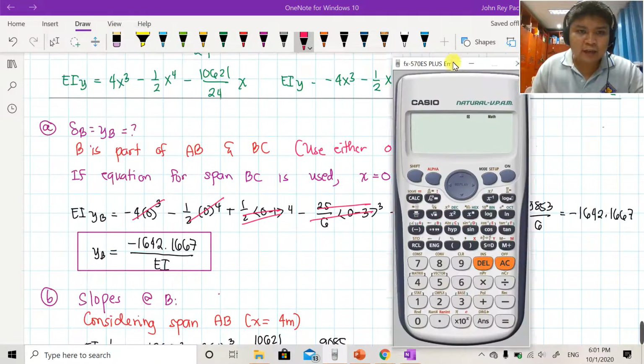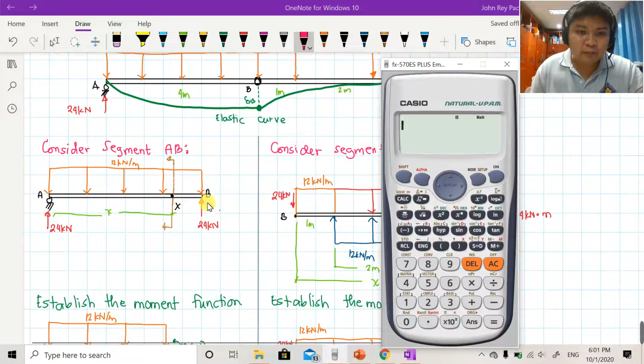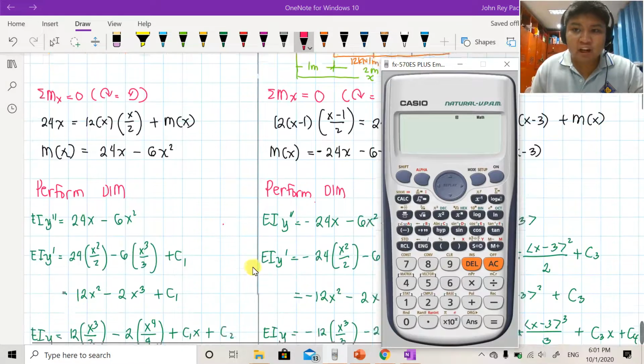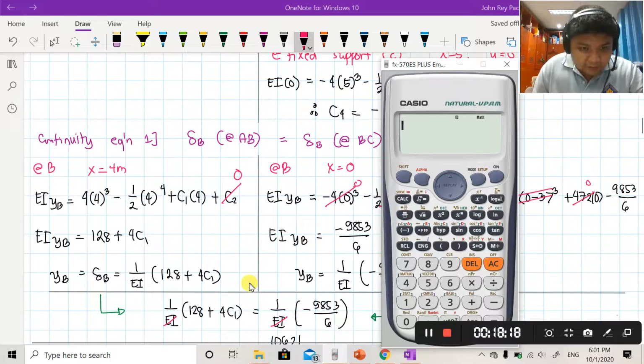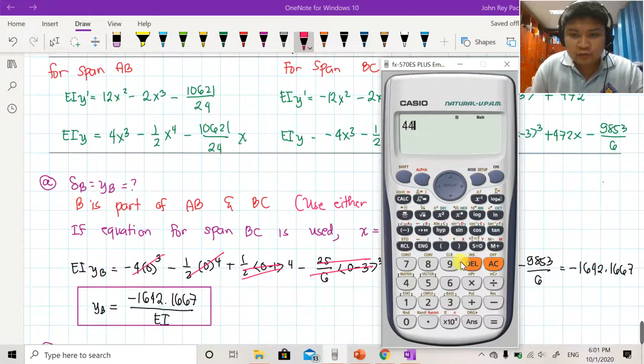So, sa mga ayaw maniwala na kung gagamitin natin itong EIY for AB, gamitin nyo class yung x equals 4, kasi nga, considering point B here, that is 4 meter from the leftmost end of the span. Okay? So, subukan natin yon para masiguro natin tama. So, 4 times 4 cube, tama ba? Then, minus 1 half ng 4 to the fourth, minus 10,621 over 24 times 4.